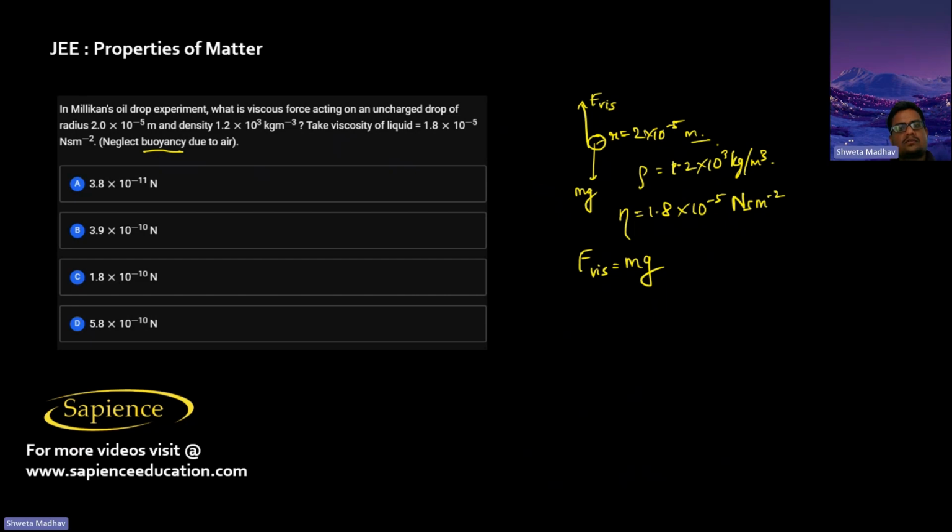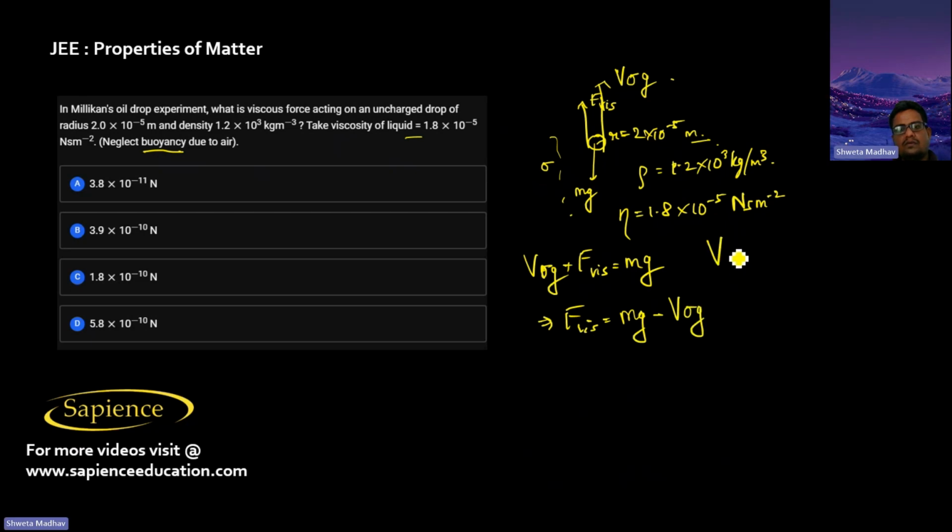And the charged drop is here, of radius r. So it is inside the liquid of density sigma. Therefore, the buoyancy of the liquid will obviously act, which is V sigma g. So the viscous force plus the buoyancy force equals mg, which means the viscous force will be nothing but mg minus V sigma g.